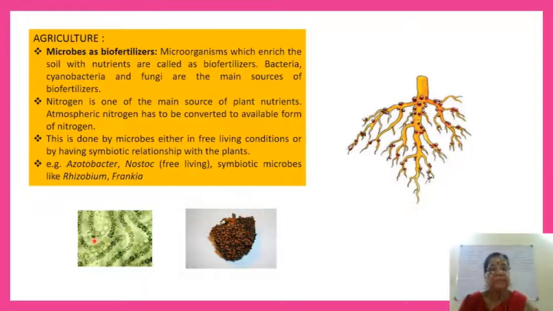Okay. So Nostoc, it is a free living algae. Blue, actually the blue green algae. Then Acetobacter and Rhizobium, they are always present in the root nodules of leguminous plant. Same way, Frankia, the brown structure of Frankia.